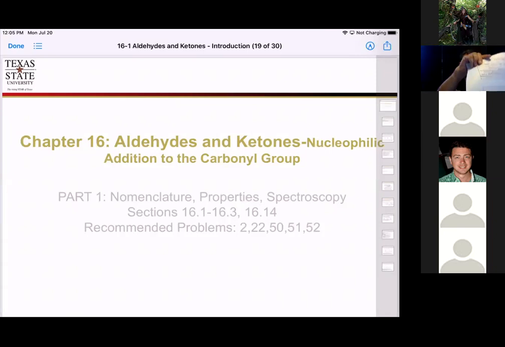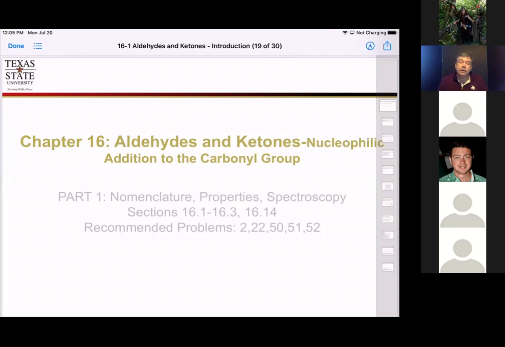So moving right along, let me grab a stylus here. We're going to talk about aldehydes and ketones. And so this is another group. This is the first of a set of carboxylic acid derivatives where we have a carbon-oxygen double bond, okay?